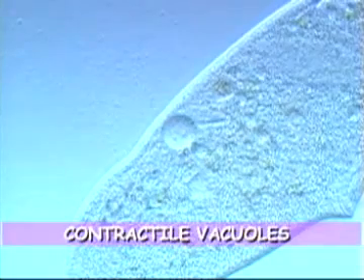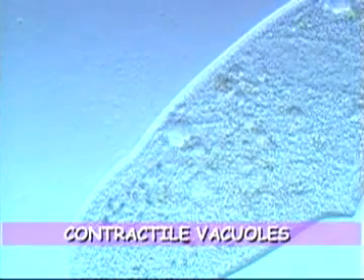When you examine the interior of a paramecium, you will notice several round structures that open and close. These are called contractile vacuoles and work like little pumps as a protozoan takes in and expels water. The vacuoles maintain the proper amount of water within a protozoan.